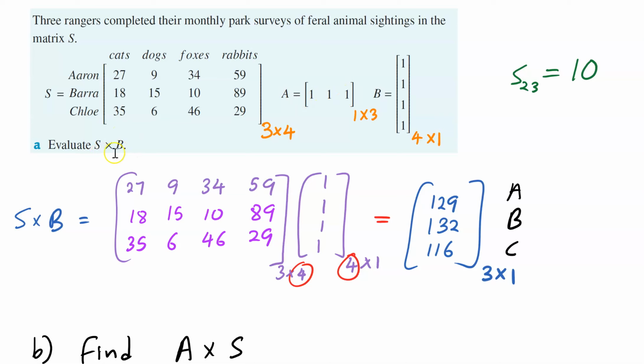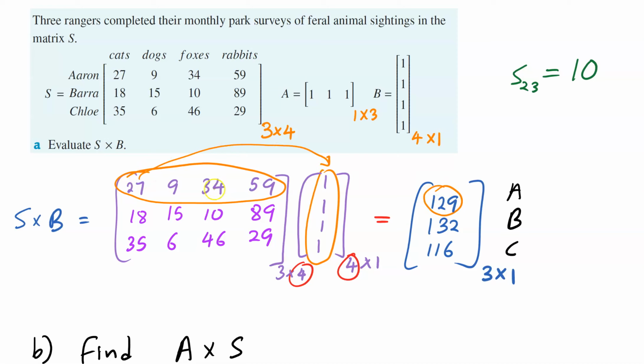What do we get when I multiply S times B? I have done the calculations here. I have rewritten the matrix S. Of course, you can punch this into the calculator, and then I have multiplied by the column vector B. Now, when I multiply, each of these rows with the column produces the appropriate value. So the 27 times 1 and 9 times 1, 34 times 1 and 59 times 1.